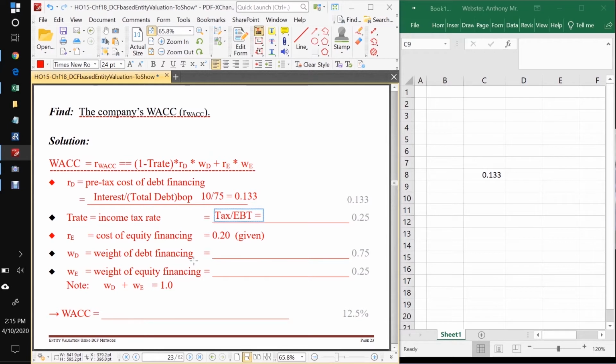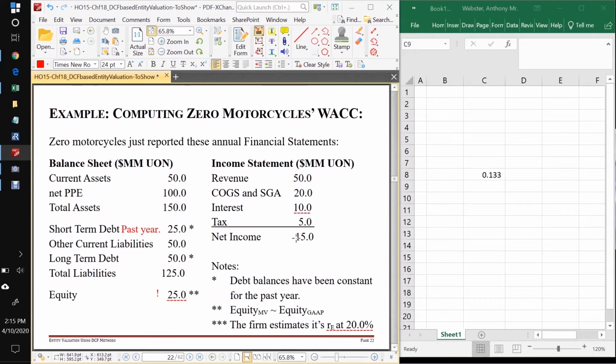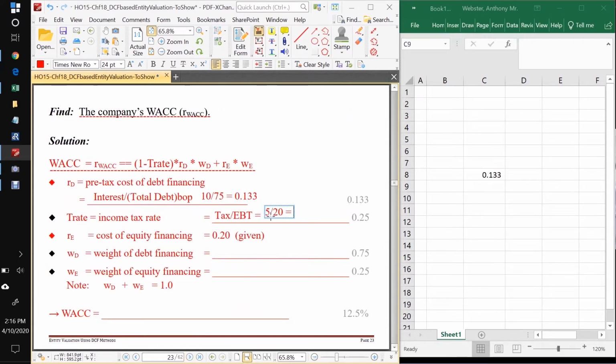Our tax rate is our income tax rate, and that is always our tax divided by our EBT. Let's see what we had here. Our tax was 5. Our EBT is equal to 15 plus 5, or 20, because that's earnings including everything except for tax. With tax, I got 15. If we back out the tax, it's going to be 20. So we have 5 over 20, and I can even do that one in my head. That's 0.25, because 5 times 4 is 20.